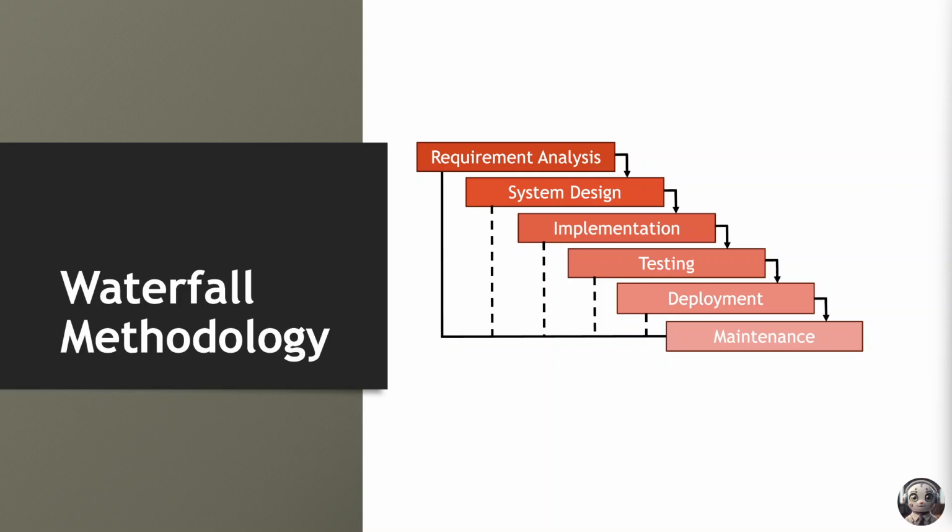Testing follows implementation, wherein the developed software undergoes rigorous testing to identify and rectify any defects or inconsistencies. This phase aims to ensure that the software meets the specified requirements and functions as intended. Deployment marks the transition from development to operational use, where the completed software is installed and made available to end users. This phase involves activities such as system integration, user training, and final preparations for production release.